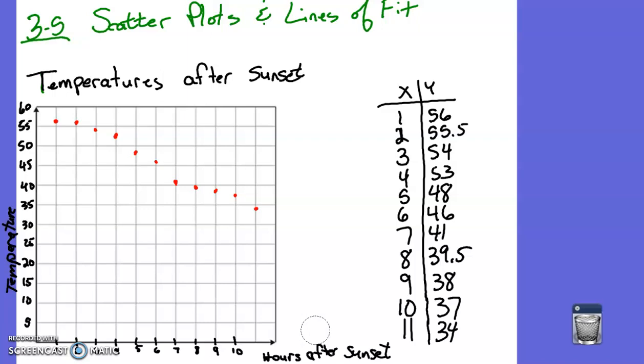All right, this is 3.5. This lesson talks about scatter plots and lines of fit. So scatter plots are basically just a bunch of data and you plot them. It can be data about anything.